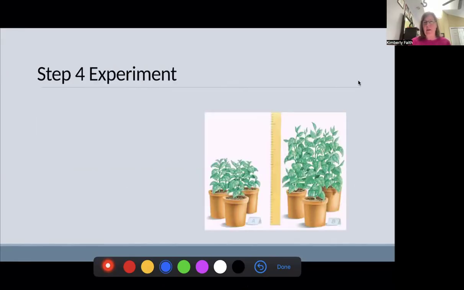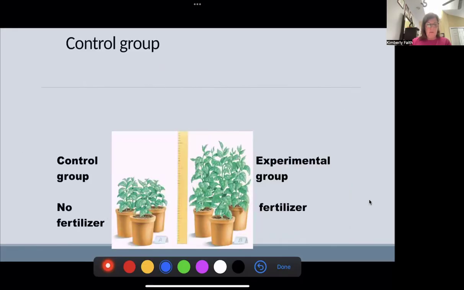Now notice in my experiment, I've got three plants in each group. I have group A and group B, and I have three in each sample. I'll explain what's so important about groups A and B. So we've got our two groups. You need to have controls, where you keep everything the same. And then we have what's called a control group.